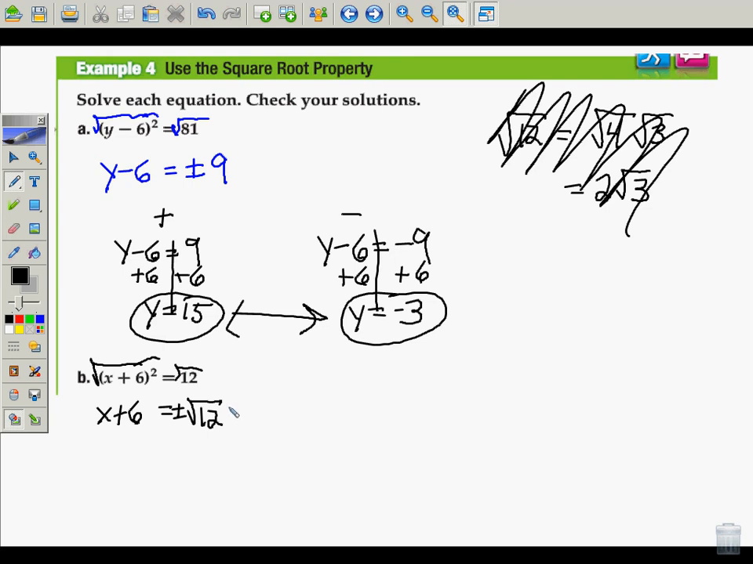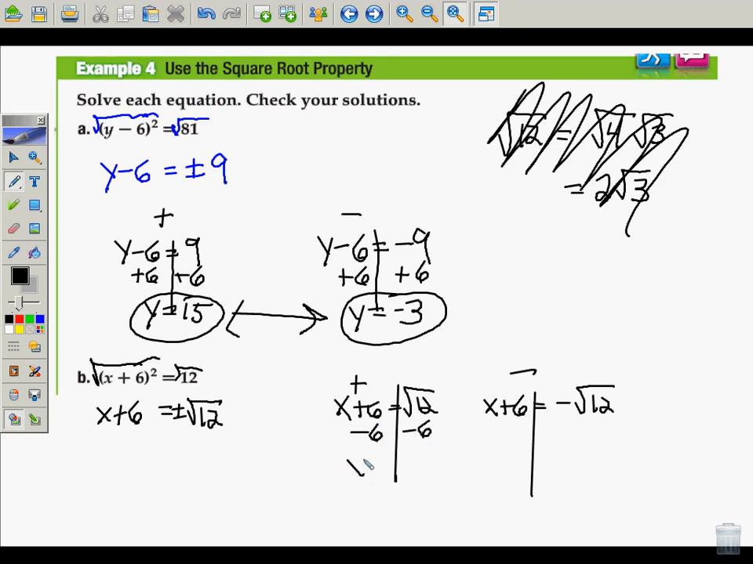So then we just get our two equations. We have the positive, x plus 6 equals positive square root 12, and then we'd have the negative, x plus 6 equals negative square root 12. We'd solve each of these to get our two answers. Subtract 6 from each side. x equals negative 6 plus the square root of 12. Over here, subtract 6 from each side. x equals negative 6 minus the square root of 12.